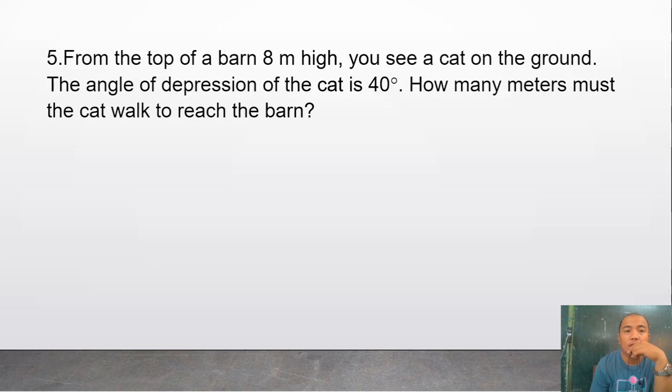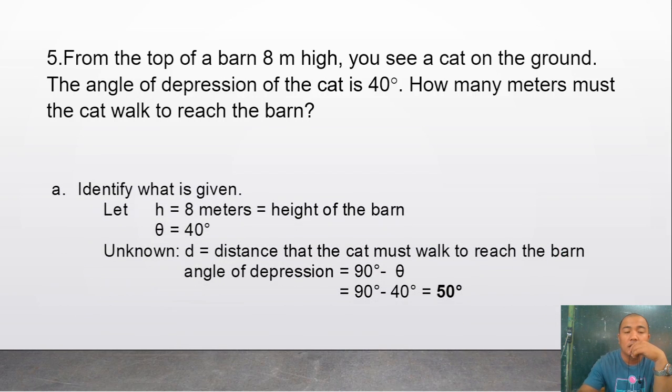Another. From the top of a barn 8 meters high, you see a cat on the ground. The angle of depression of the cat is 40 degrees. How many meters must the cat walk to reach the barn? Given H, 8 meters, height of the barn, theta 40 degrees, D unknown, the distance that the cat must walk to reach the barn. Angle of depression is 90 minus theta, 90 minus 40 degrees is equal to 50 degrees.